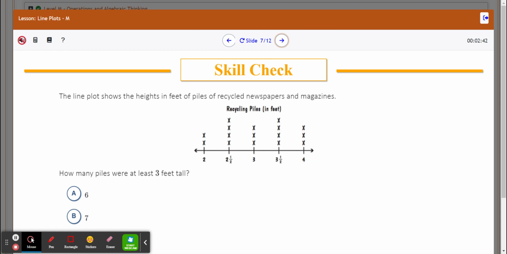So this is a line plot of recycling piles in feet. All the numbers on the bottom are telling me the feet. So there's 2 feet, 2.5 feet, 3 feet, 3.5, 4 feet. And each X represents one value, one pile. All right, so look at the question.